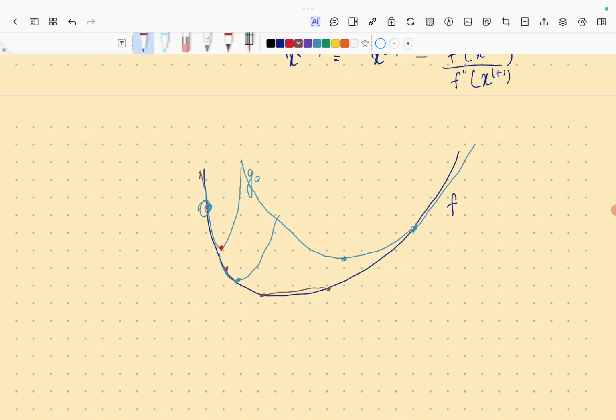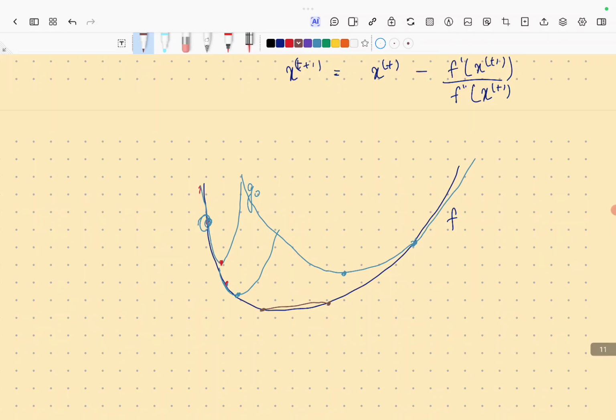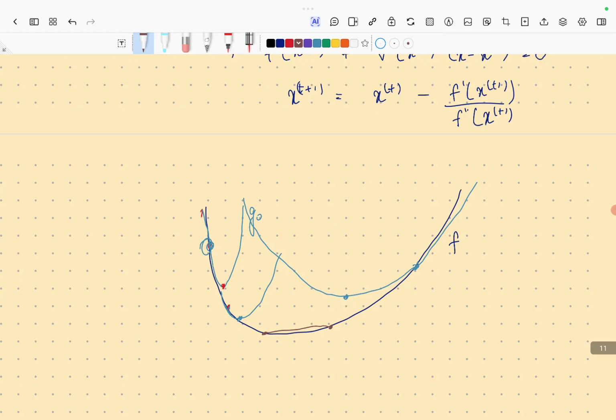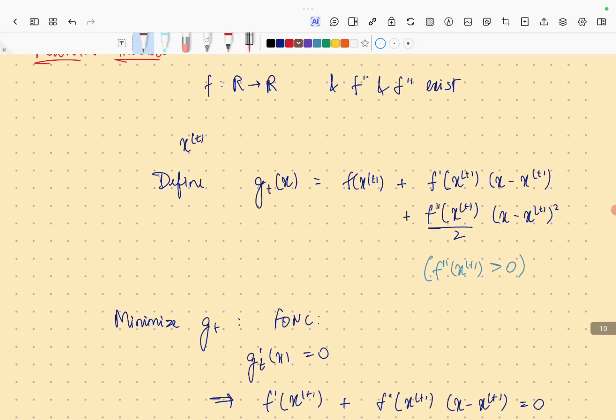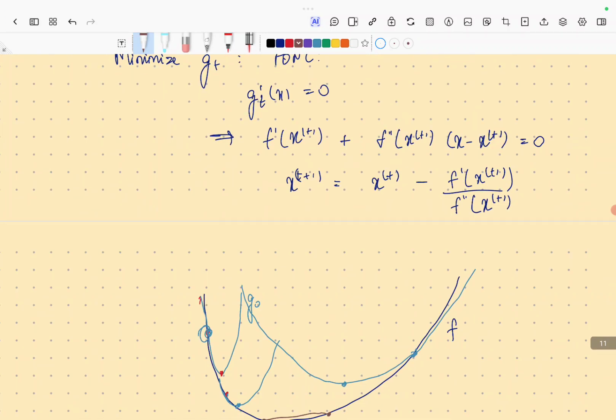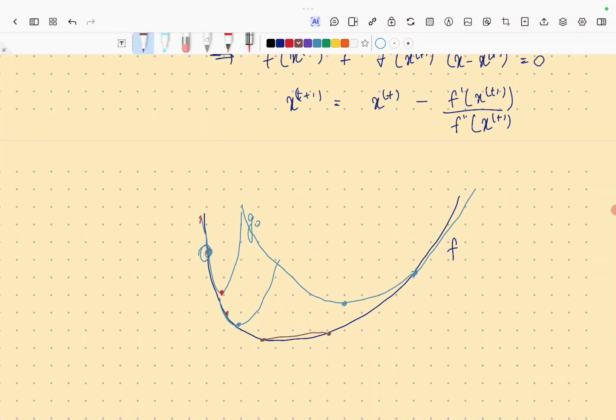Because f has some nice properties in it, that is true. Yes, f prime, correct. Can we prove that it won't overstep? In Newton's method? You can prove that it will not overstep, although I don't know of a proof right away that I can give you.